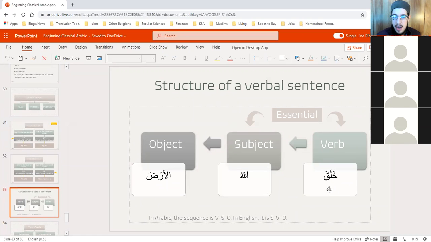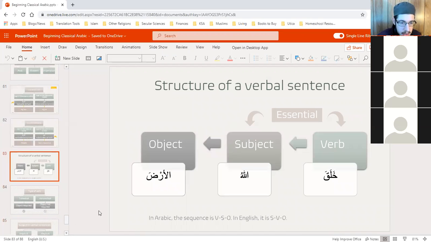So if we see it in action here, we have khalaqa Allahu al-arda. Khalaqa is a past tense verb that means he created. Who created? Allahu. Allah created. What did he create? Al-arda.